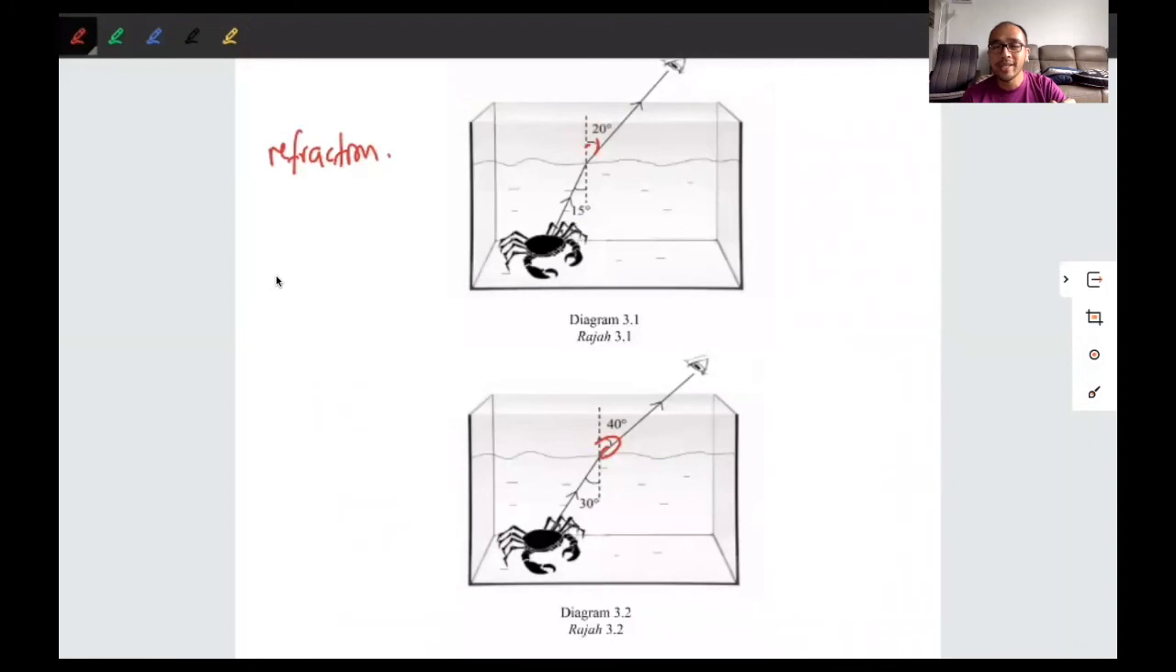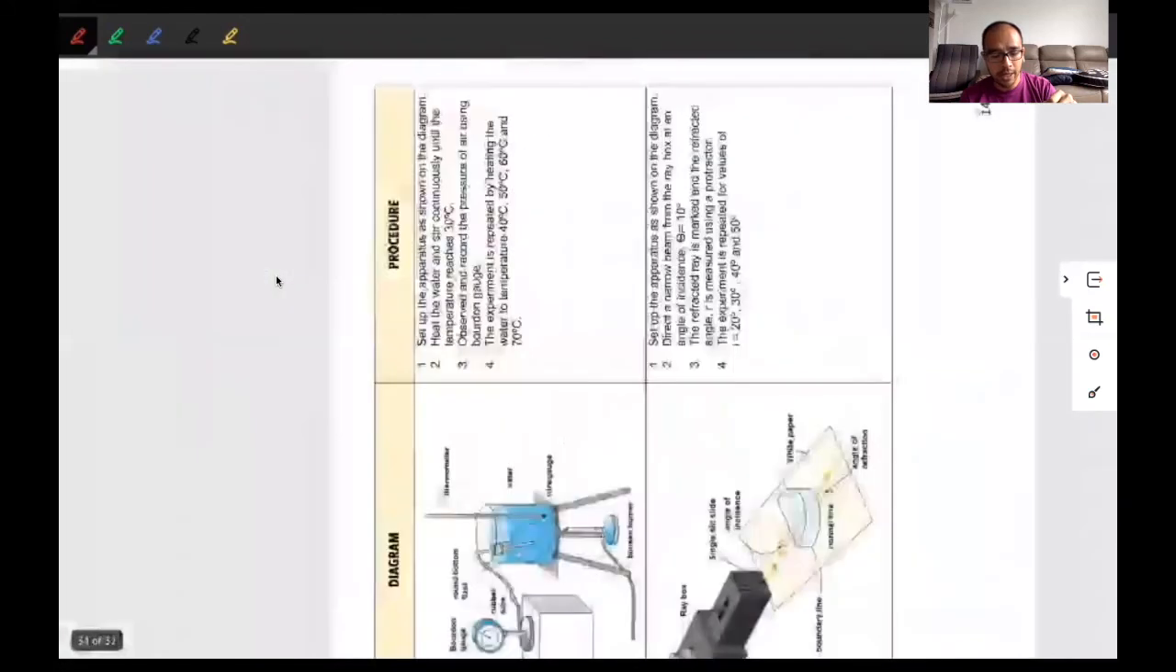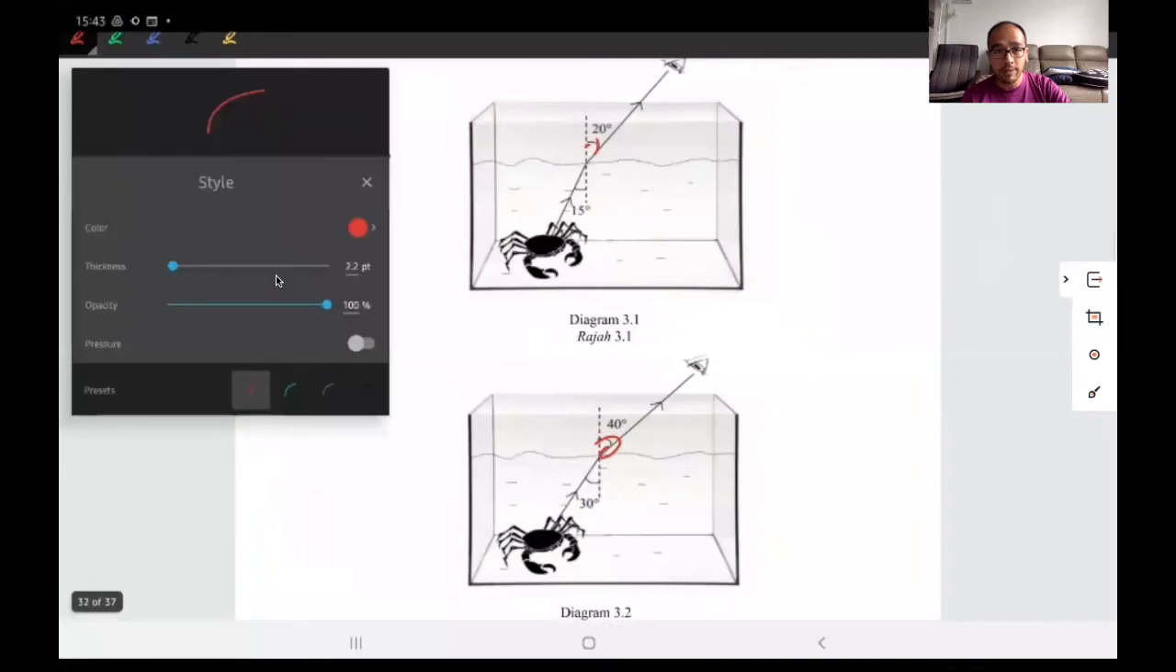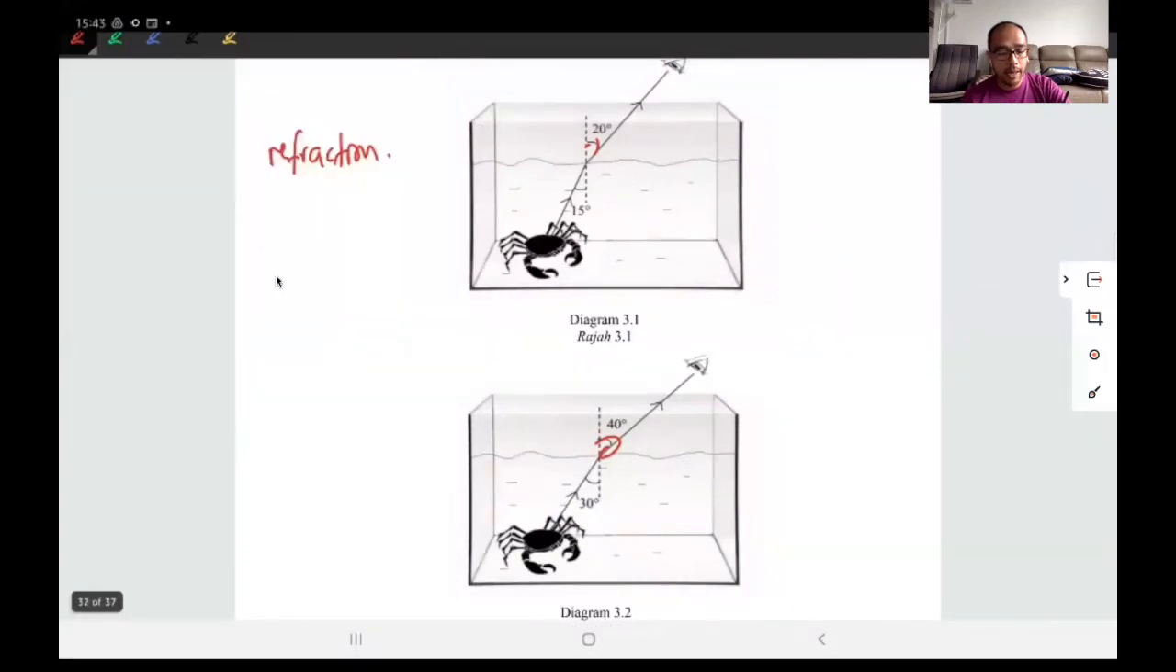Sorry, we did this experiment 2 years ago when you were all in Form 4, and you did it with me lah. So actually you need to go back and look at your PK experiment to look for this experiment. I don't think I gave the answer. Oh, I do have the answer. So this is a refraction experiment where the MV is the angle of incidence. Angle of incidence 20, angle of incidence 40. When it's 20 is 15, when it's 40 is 30.